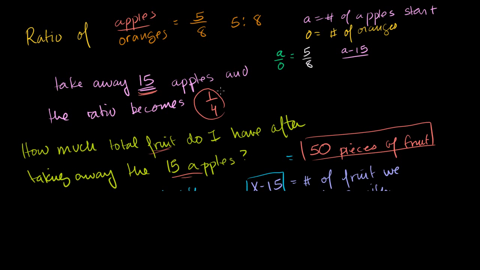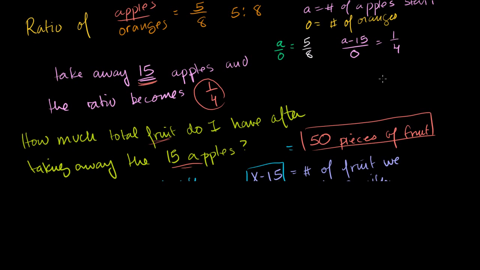And they tell us that the ratio of apples to oranges becomes 1 to 4. So A minus 15, which is the number of apples we start with, minus 15, the ratio of that to oranges is equal to 1 over 4. And let's see if we can solve these two equations. I have two equations here, and I have two unknowns. Let's see what we can do here.